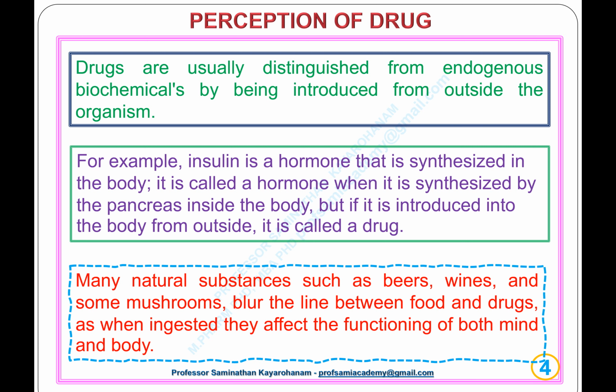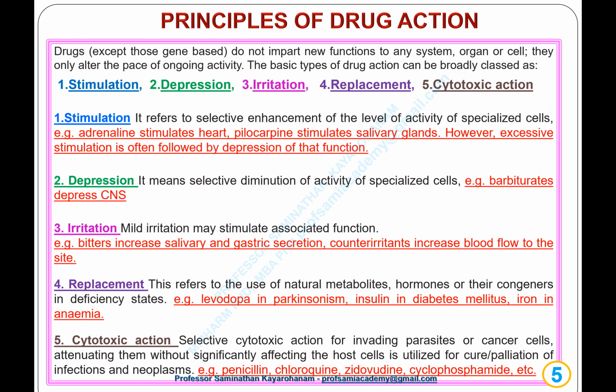Many natural substances such as beers, wines, and some mushrooms blur the line between food and drugs, as when ingested they affect the functioning of both mind and body.